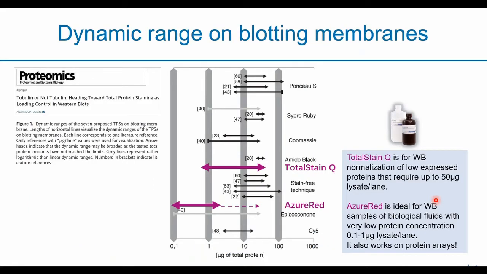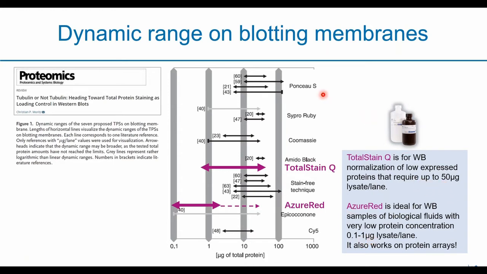Second is dynamic range. This is the paper I mentioned that was published by Maurice, heading towards total protein staining as a loading control in Western blots. This is a figure we took from this publication, showing the dynamic range of the stains available on the market right now. We slotted in the two total protein stains that we have at Azure Biosystems. Like I said, Total Stain Q works for cell lysate, and Azure Red works for biological fluid, with a different dynamic range.